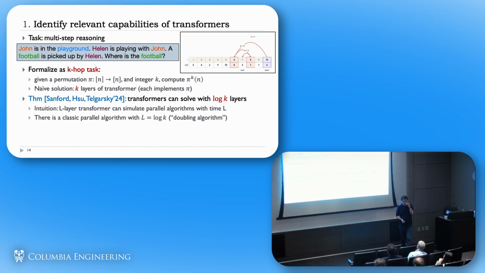Really quick question. It seems like going from 10, 3 hops was pretty easy for you. So why is this a hard problem? Why do you need to implement this through transformers?